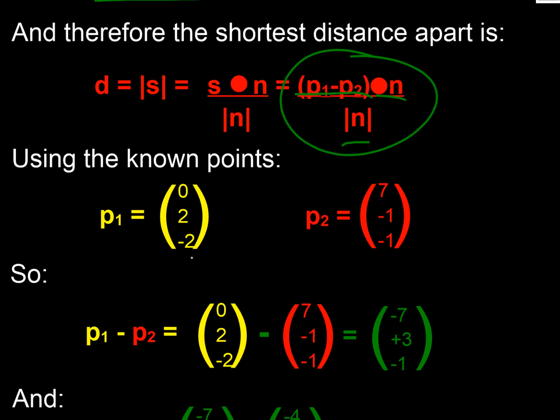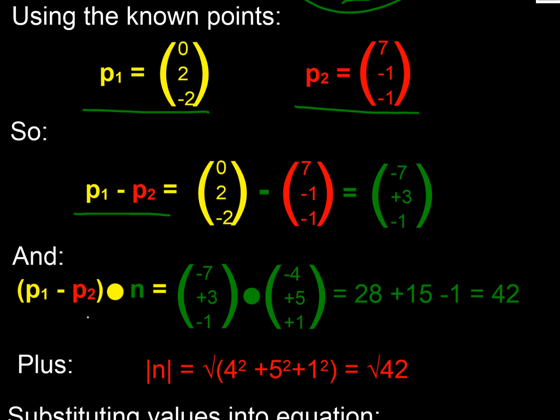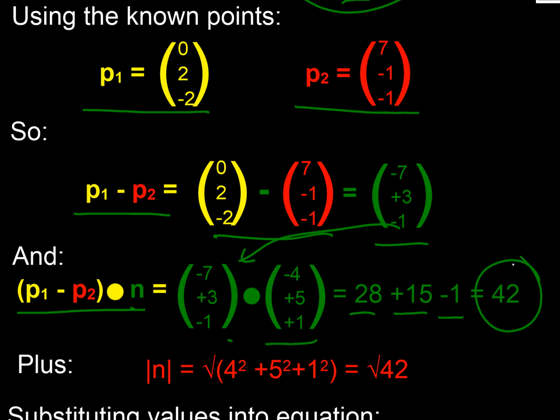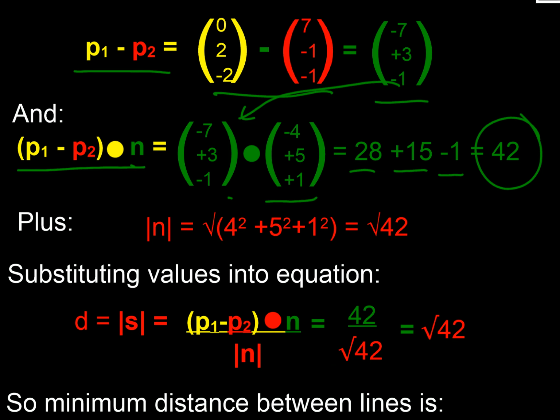So here are my two vectors P1 and P2. P1 minus P2 is going to be the difference. So there it is: minus 7 plus 3 minus 1. And the numerator of my calculation is just that dotted with N. So I dot the value I've just calculated with N, and I get 28 plus 15 minus 1, which gives me 42. So the dot product on the top, the numerator, is 42.